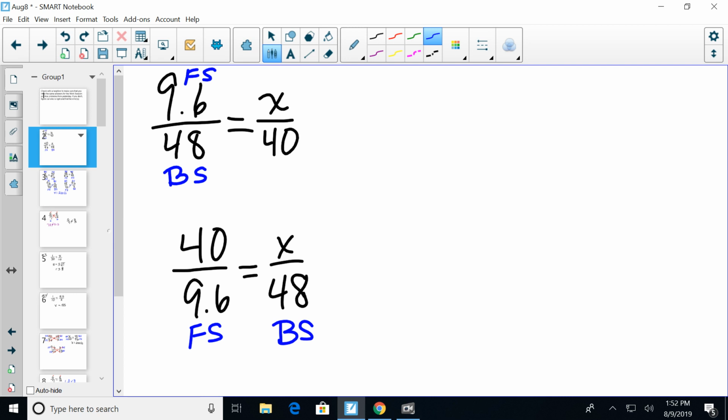All right, and what does X represent? The height of the building. So building height. And so 40 represents the flagpole's what? Height or shadow? Shadow. A 40-foot shadow. Is he right?